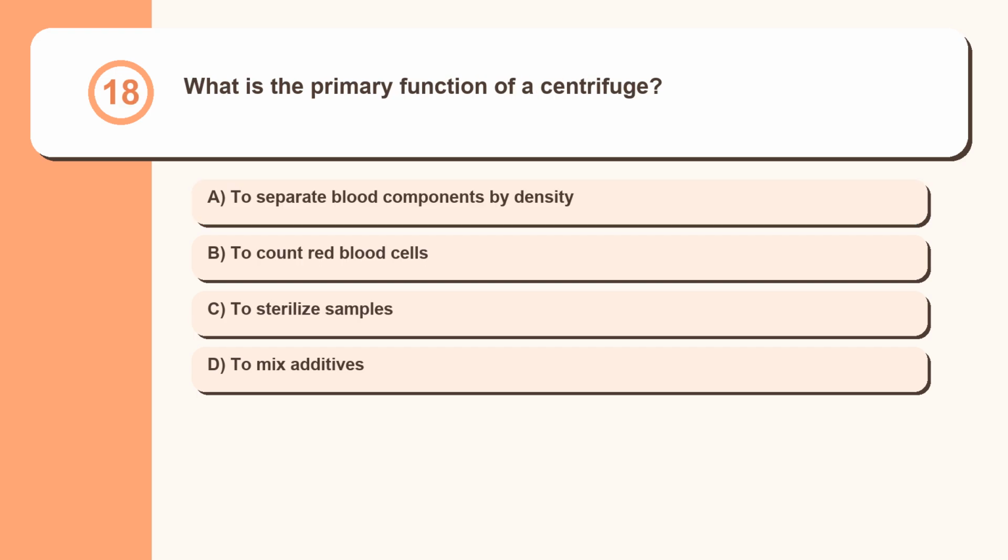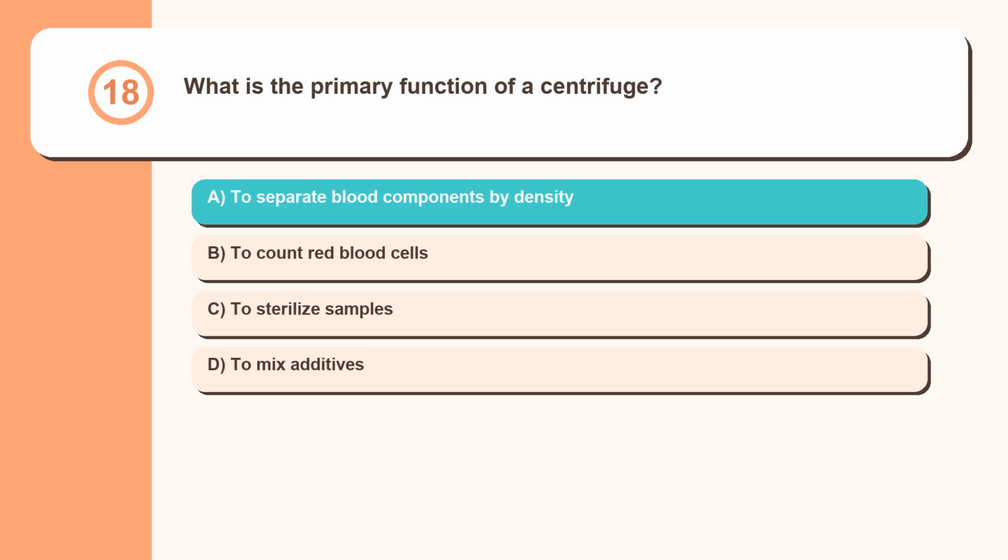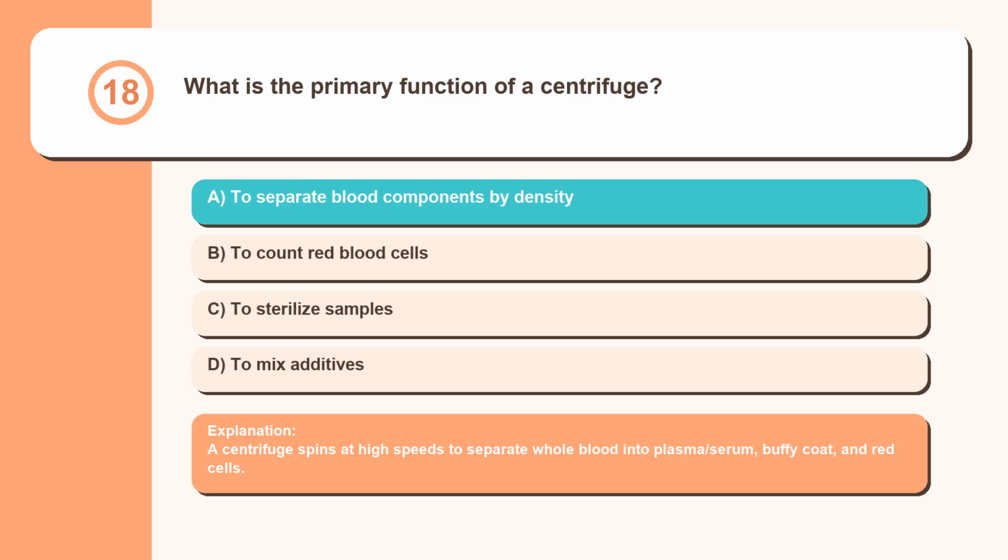Question 18. What is the primary function of a centrifuge? To separate blood components by density, to count red blood cells, to sterilize samples, to mix additives. A centrifuge spins at high speeds to separate whole blood into plasma/serum, buffy coat, and red cells.